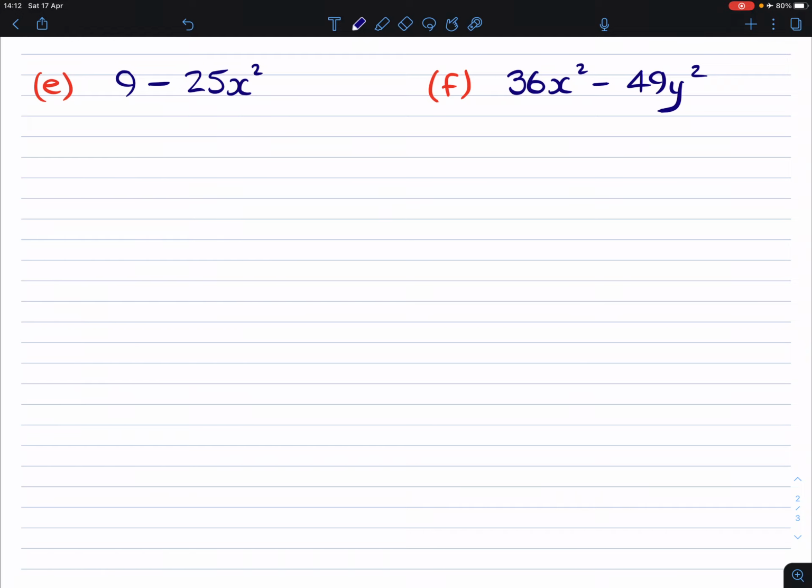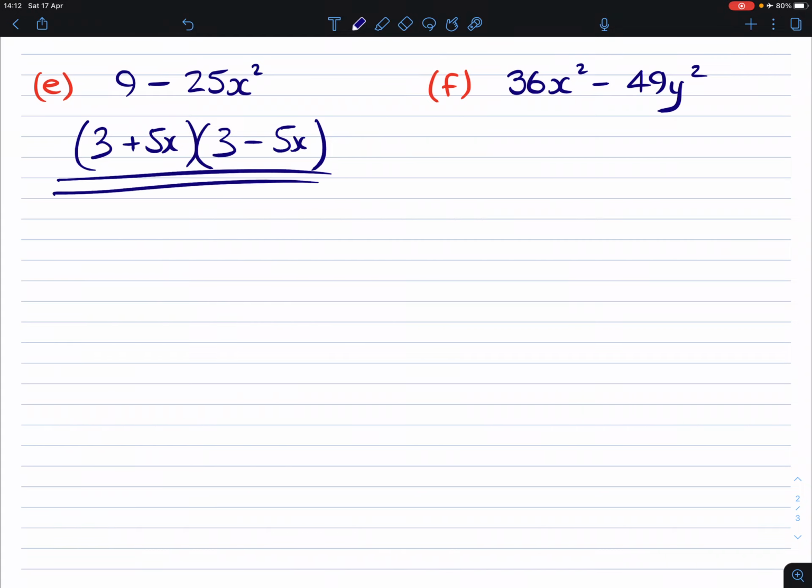Square root of 9 is 3, and the square root of 25x squared is 5x. Two terms, take away in between, this is a difference of two squares. There's nothing in common here, I should have mentioned that before. So we have 3 plus 5x and a 3 minus 5x.